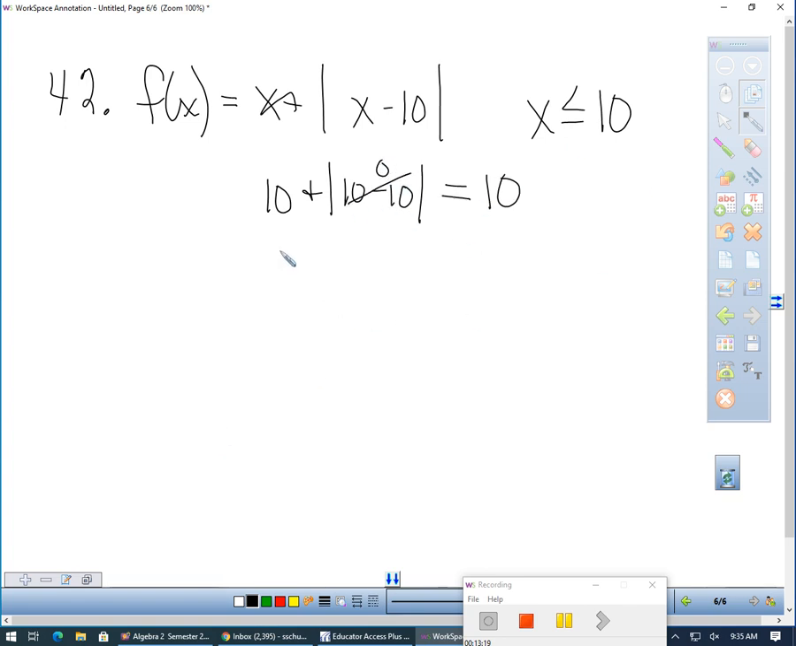All right, let's try something smaller. What if I have 9 plus the absolute value?